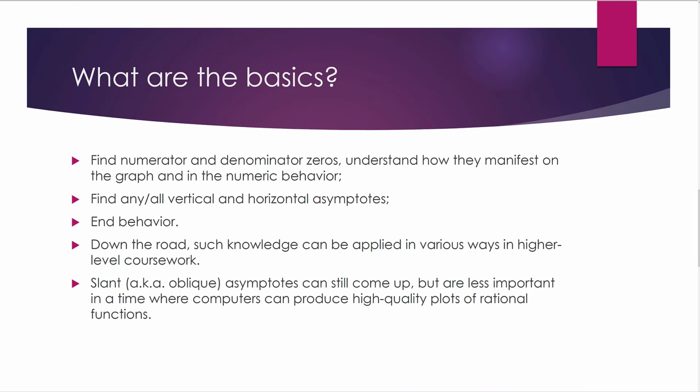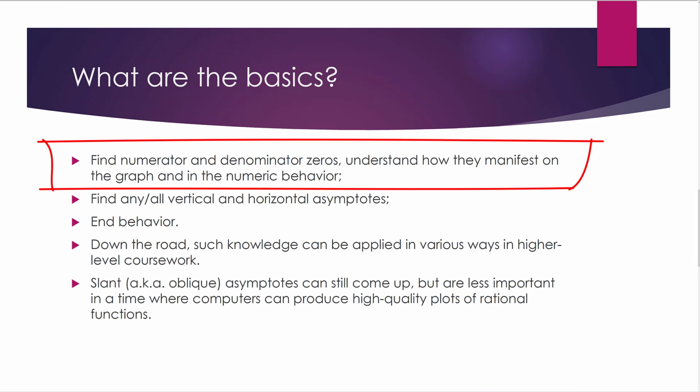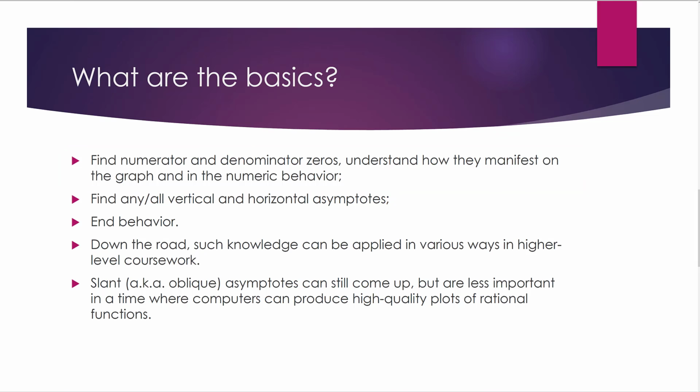So what are we expecting from you? Well, we're expecting that you can handle the basics. So the basics would include, but not be limited to, that you can find the zeros of both the numerator and the denominator of a rational function. And you would understand how those zeros are going to show up on the graph. For example, numerator zeros typically show up as x-intercepts, and denominator zeros typically show up as vertical asymptotes, but not always. There are some exceptions. And so we would also expect that you can find any asymptotes, at least the vertical and horizontal ones.